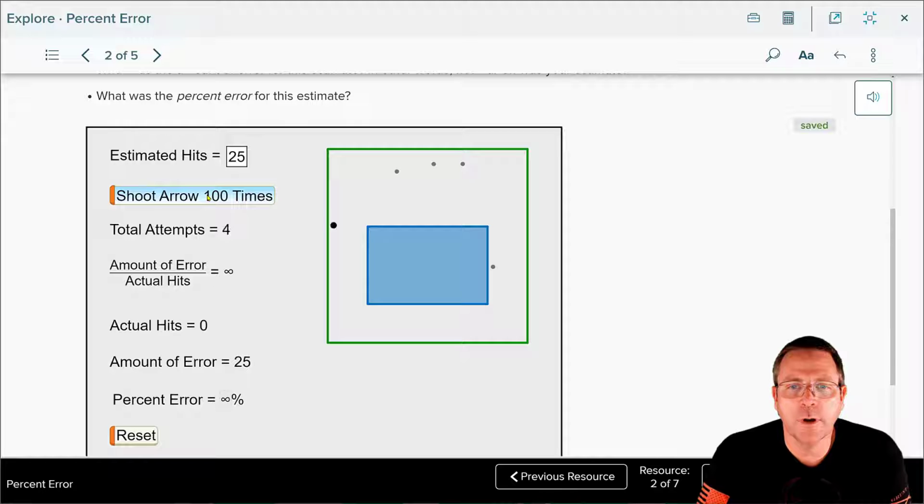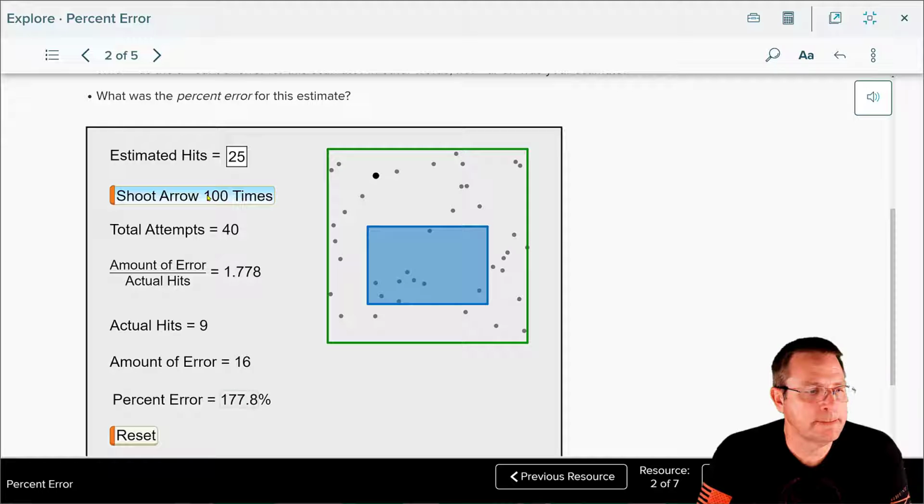I'm going to estimate we're going to get 25 hits, and now we're going to shoot our arrows 100 times. Ooh, there's a bunch of missing going on there. Still a bunch of missing going on there. We're up to 60 attempts.